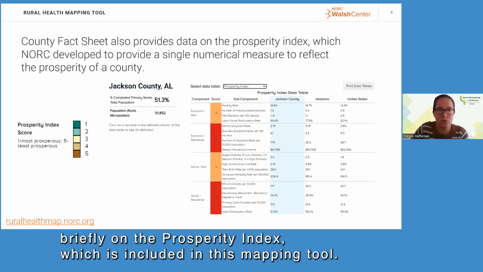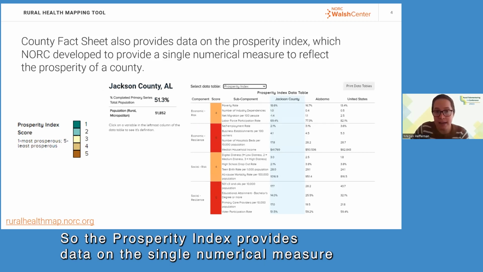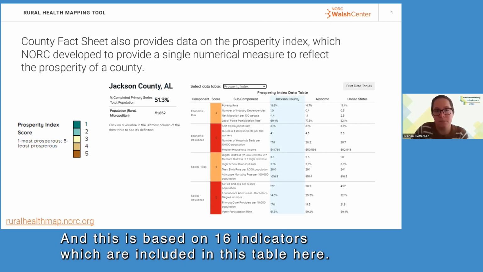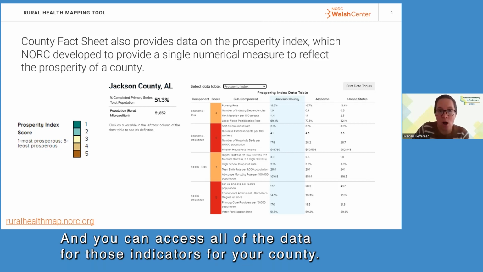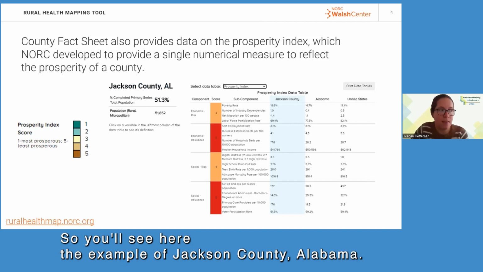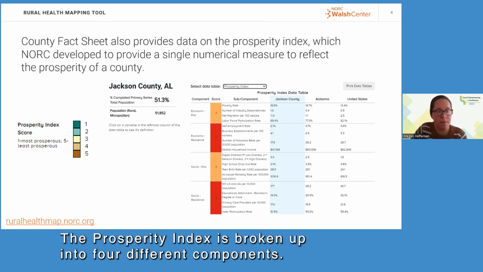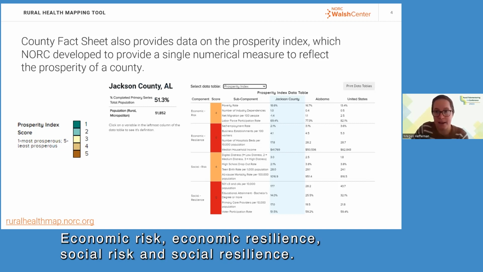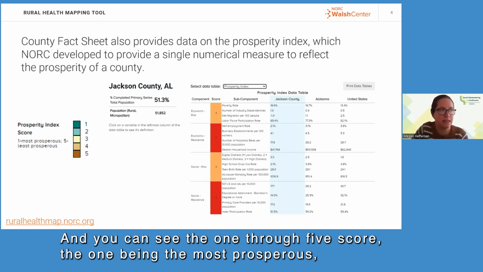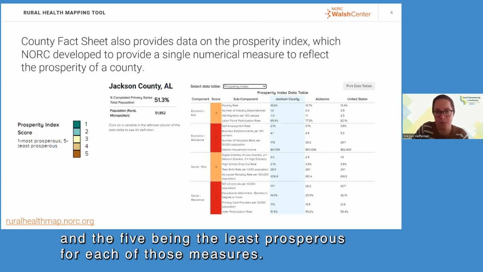And lastly, I wanted to touch briefly on the Prosperity Index, which is included in this mapping tool. The Prosperity Index provides data on the single numerical measure that reflects the prosperity of the county. And this is based on 16 indicators, which are included in this table here. And you can access all of the data for those indicators for your county. So you'll see here the example of Jackson County, Alabama. The Prosperity Index is broken up into 4 different components: economic risk, economic resilience, social risk, and social resilience. And you can see the 1 through 5 score, the 1 being the most prosperous and the 5 being the least prosperous for each of those measures.